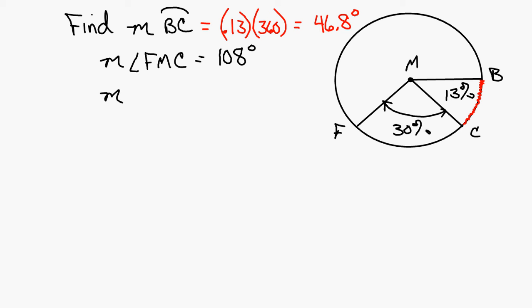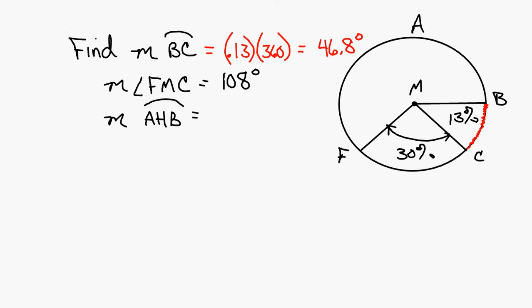Measure of arc AHB. A is up here at the top. It's almost the whole thing, right? It's almost the whole thing except for how much? 25. It says that. Except for the red part, right?